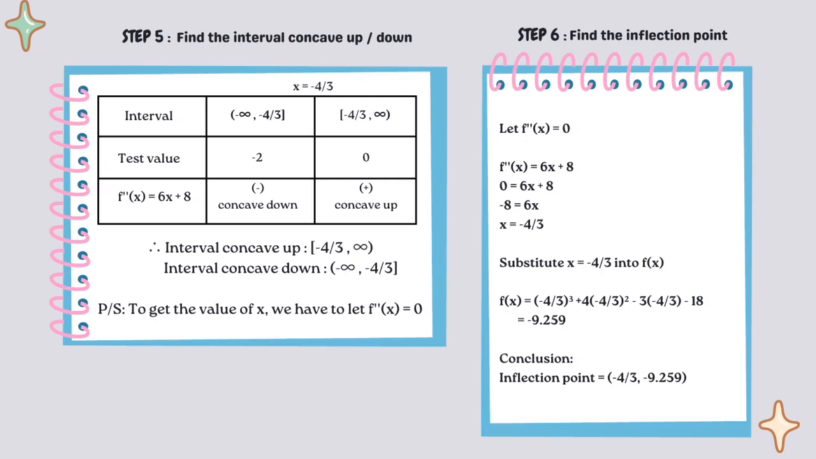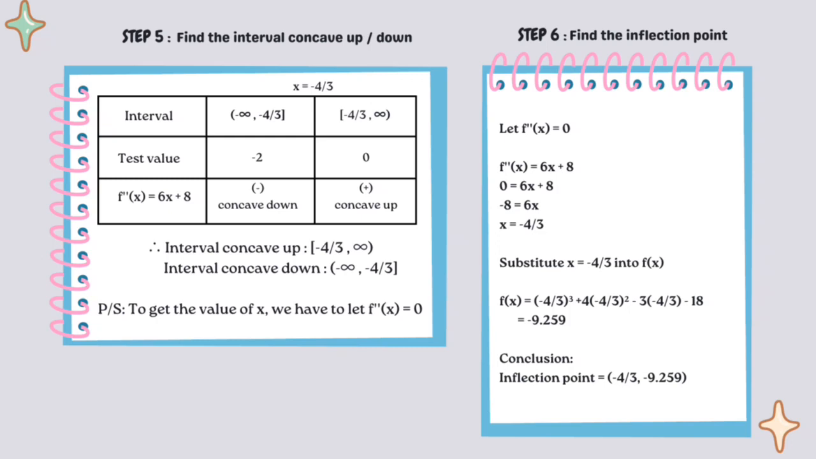So for interval concave up, it is -4/3 to infinity. For concave down, we got -∞ to -4/3. For step 6, we will find the inflection point. So what we need to do is find the second derivative, which we already found, 6x plus 8. We set 6x plus 8 equal to 0, and then we will get x equals -4/3.